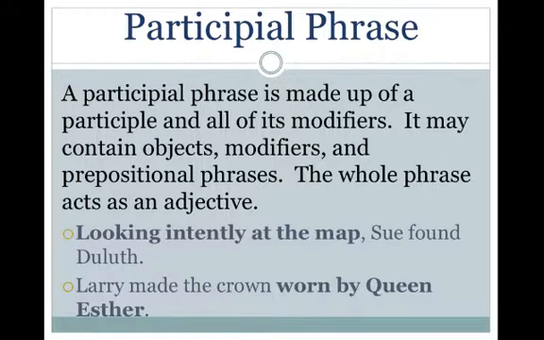Or, Larry made the crown worn by Queen Esther. Worn by Queen Esther is a participle phrase, and it's an adjective modifying crown. It's telling us which one.